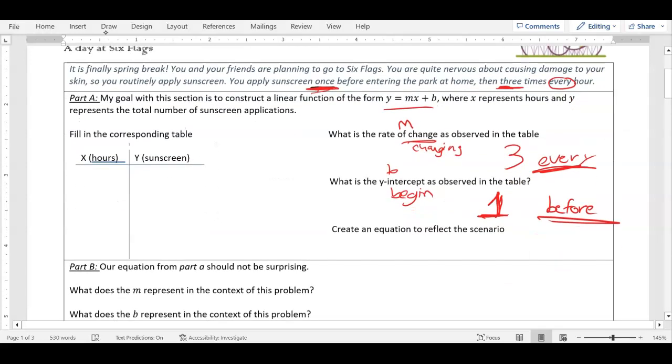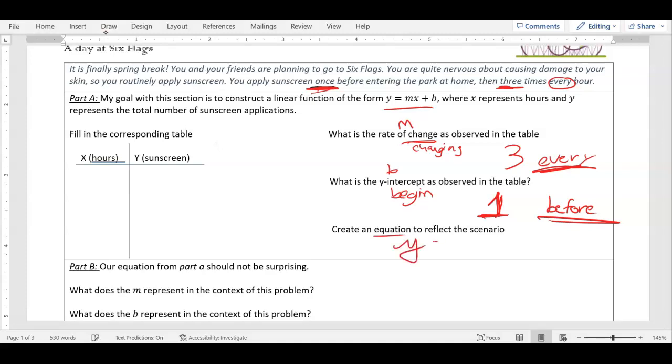Now, if I know M and I know B, let's write my equation. So my equation, y equals mx plus b, what's it going to be? Y equals what? 3x plus 1. If you put 1x plus 3, you want to think about which one goes where. The changing amount goes in front of the x. The beginning, starting amount goes after the x, after the plus sign.